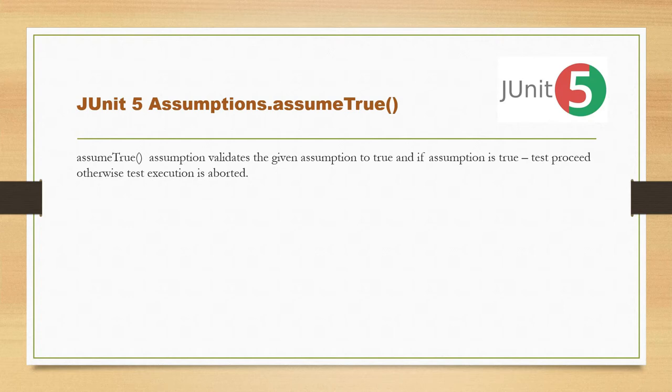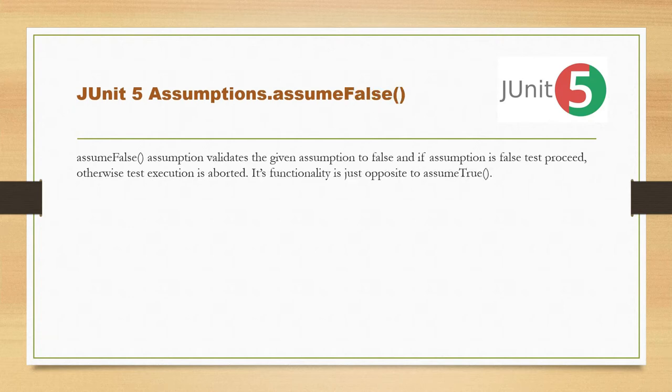So here what I'm trying to say is that within the test method, you can use the assumeTrue assumption. If this assumption returns true, then test execution will continue, else the test will be aborted. Now the next assumption is assumeFalse. The assumeFalse assumption validates the given assumption to be false, and if the assumption is false, then the test proceeds, right? Otherwise test execution will be aborted, and its functionality is just the opposite of assumeTrue.